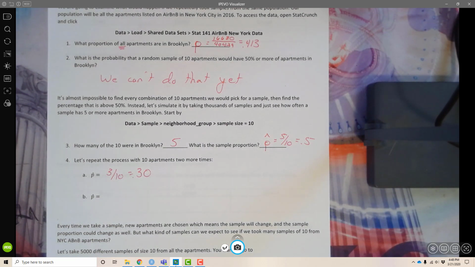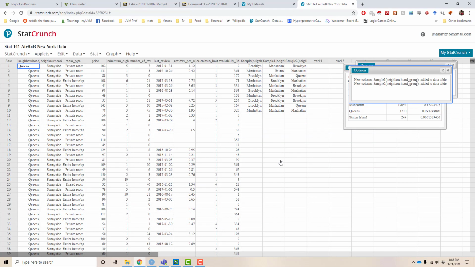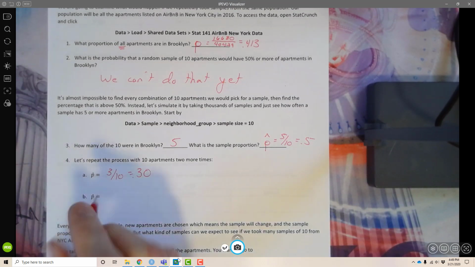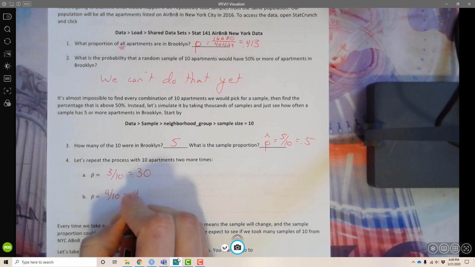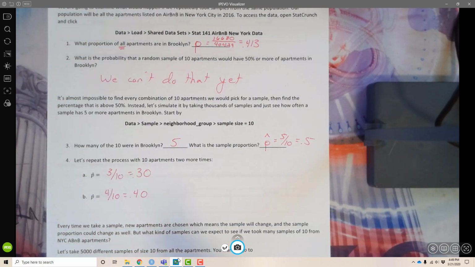So that's somewhat far away, right? The actual population proportion is 41%. The sample gave us a sample proportion of 30%. Not that accurate of a result. If we look at the third sample, we have 1, 2, 3, 4 apartments from Brooklyn. So 4 out of 10 gives us 0.4. So 3 different samples, 3 different results. It's possible that if you take 3 more samples, they all give you the exact same sample proportion.